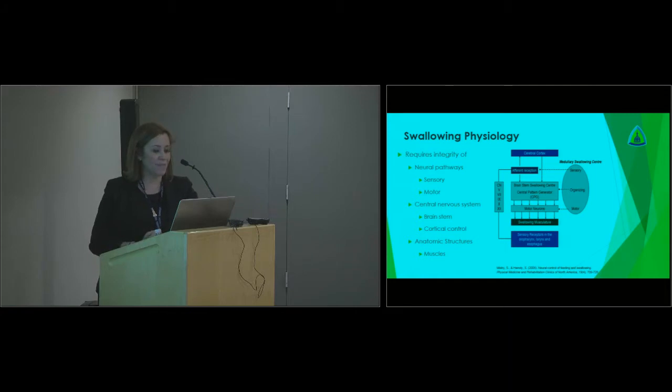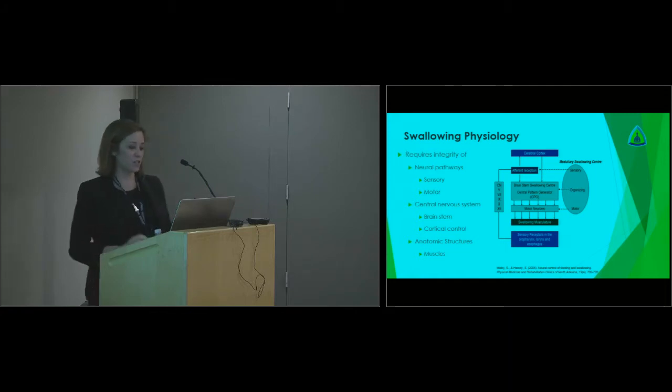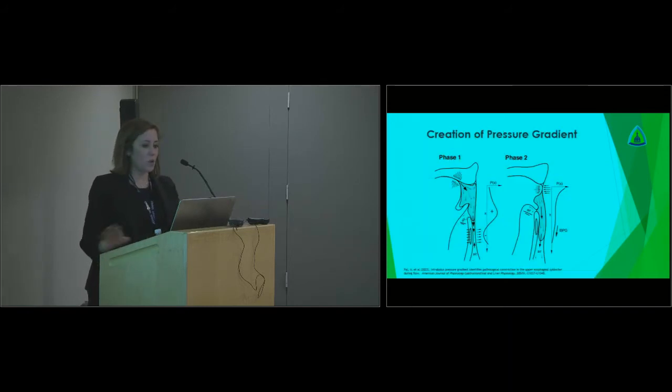And of course, we have to have intact anatomic structures and intact musculature in order to be able to perform a swallow. So when we swallow, we create a pressure gradient. By contraction of the muscles of the oropharynx, base of tongue, and palate, we create a gradient of higher pressure to lower pressure, which would be the upper esophagus. And that propulsion is what aids the bolus movement.